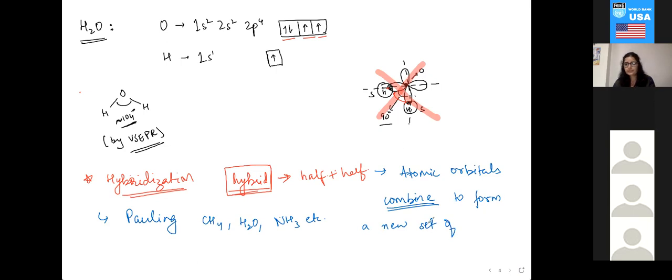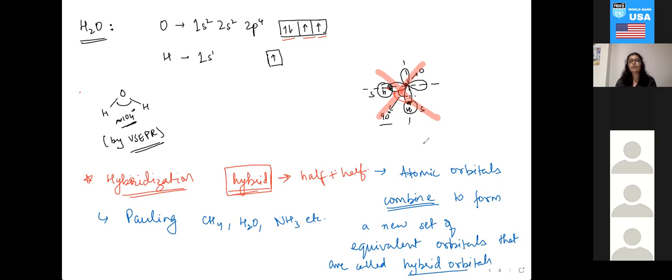So what sort of orbitals are there? They are equivalent orbitals that are called hybrid orbitals. And the sole purpose of these hybrid orbitals is that they are used in bonding. So whenever there's a question of covalent bonds, chemical bonds being formed, the atom only uses hybrid orbitals.